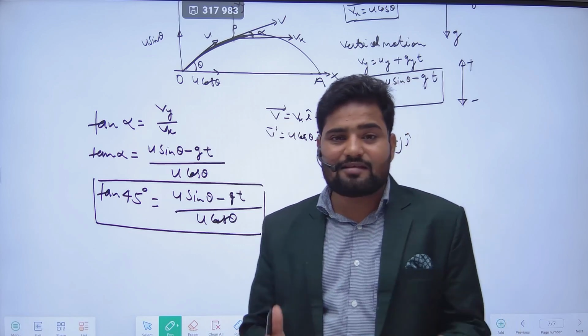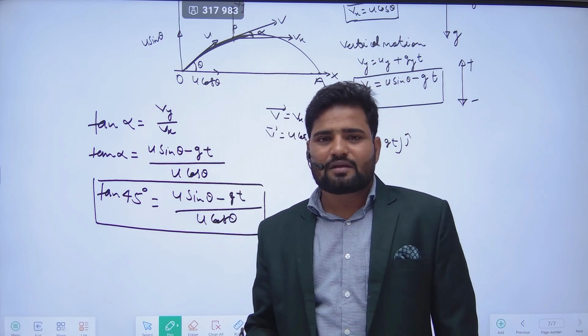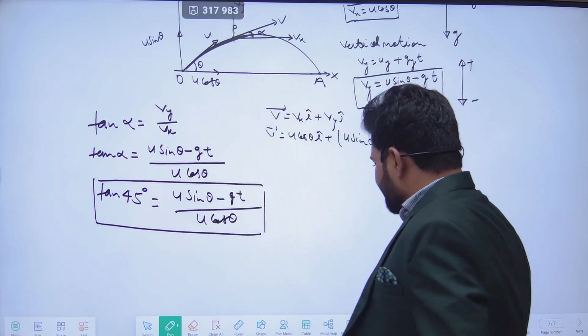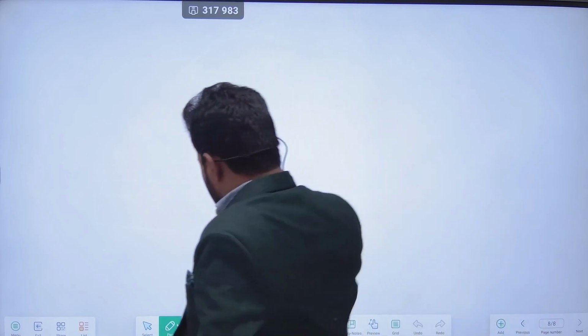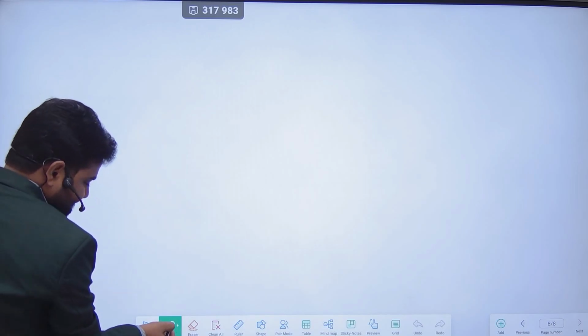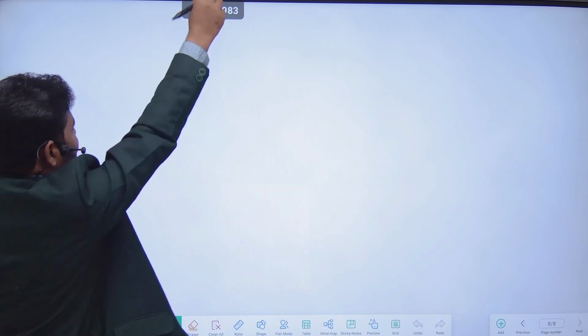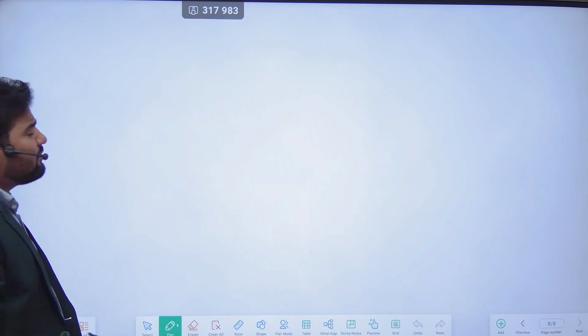In a similar manner, we are talking about the trajectory. What is the trajectory of a projectile? To get the trajectory of the projectile, suppose this is the trajectory of the projectile. We are going to take another question.